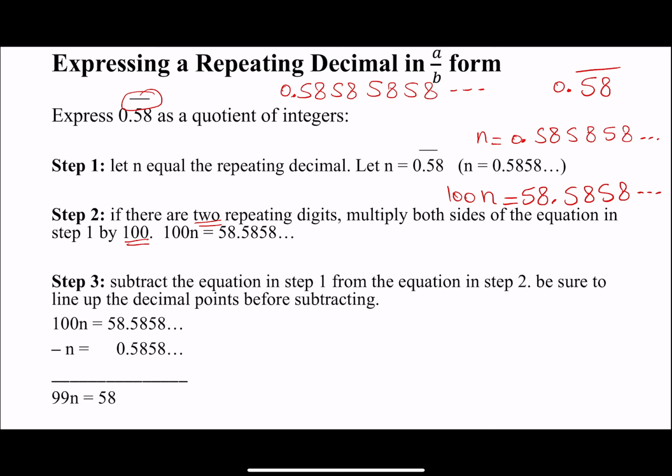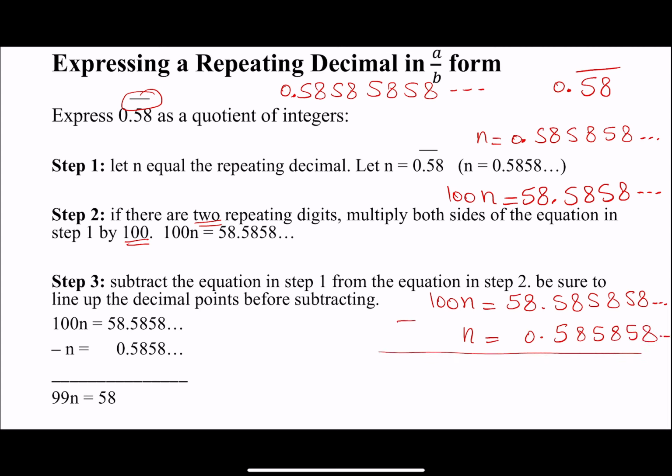So we have 100n, which is equal to 58.585858 and so on, and we have n, which is equal to 0.585858, and so on. When you subtract, we subtract the left side separately, so 100n minus 1n is 99n, and on the right side, make sure that these decimal points are aligned so you don't make any mistake in subtracting.